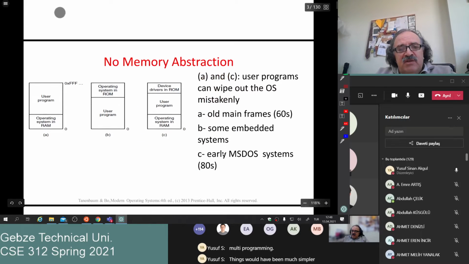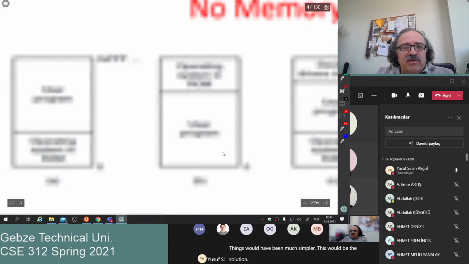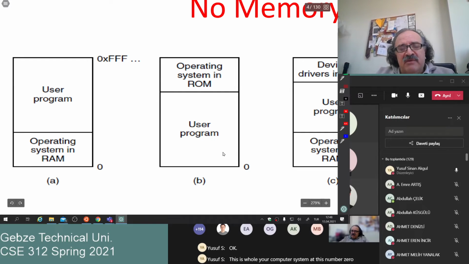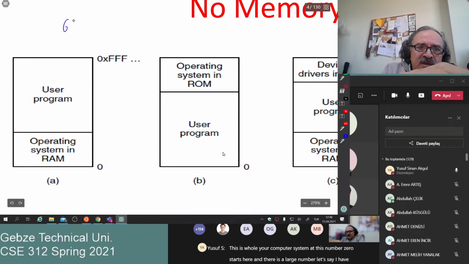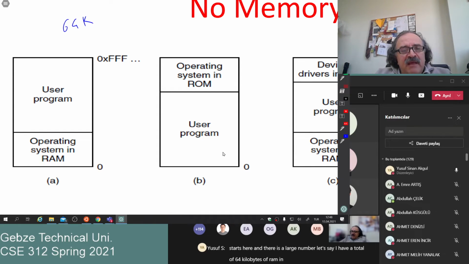This would be the solution. Okay, this is your whole computer system. Address number 0 starts here, and there is a large number at the top. Let's say I have a total of 64 kilobytes of RAM in my system. At the bottom part of the memory, I have my operating system, all the device drivers, etc. And I have my simple user program, and that's it.